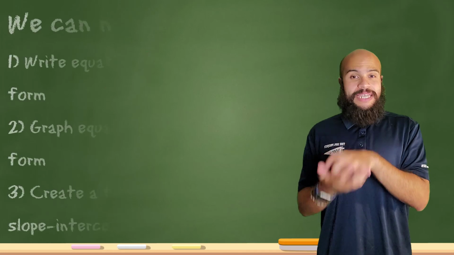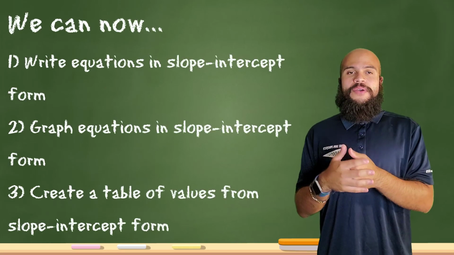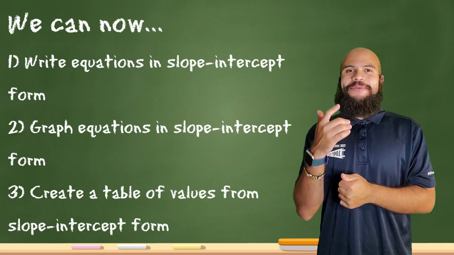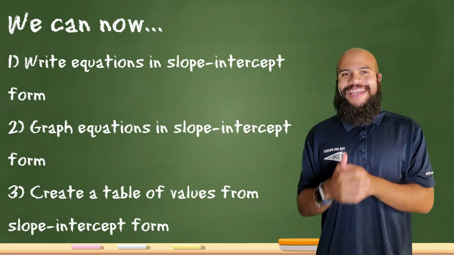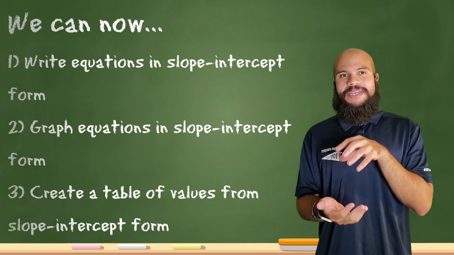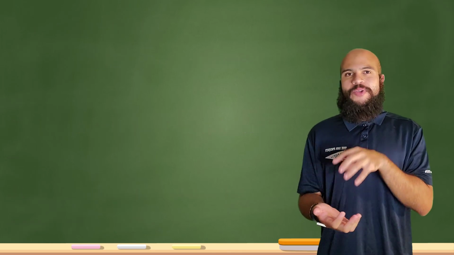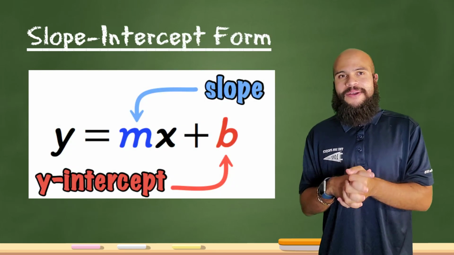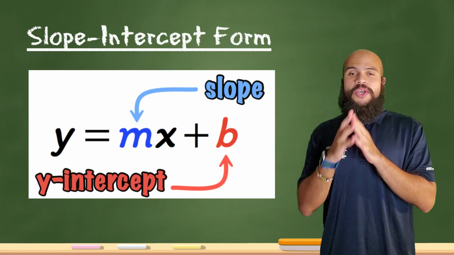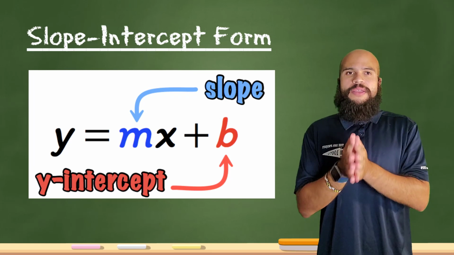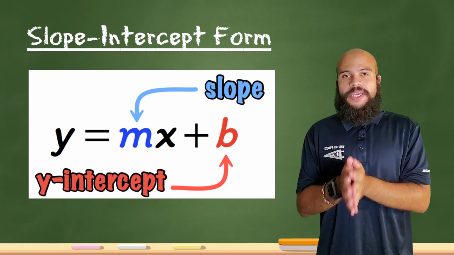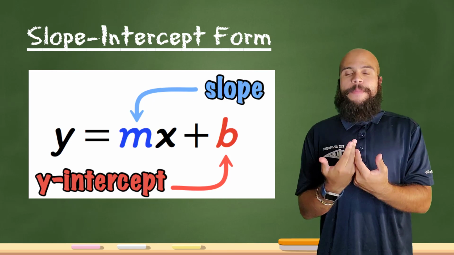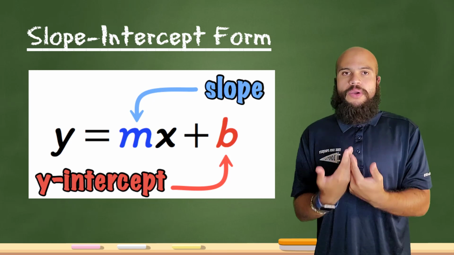We have now taken the real-world scenario and written an equation in slope-intercept form. We have graphed the equation, and then we modeled the linear relationship in a table. I promise this will get easier the more you continue to practice. But after watching this video, I want you to first and foremost understand that equations in slope-intercept form create straight lines and are written in the form y equals mx plus b, where m is our slope or our rate of change, and b represents the y-intercept or our starting point.